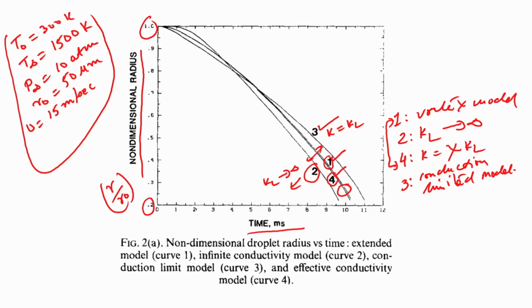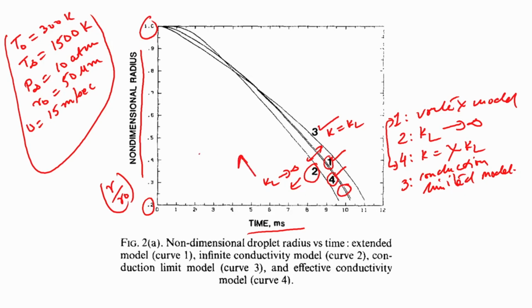It cannot be anything else, it has to fall within the two limits, because one is predicting very high thermal conductivity, that means whatever is the temperature on the surface of the droplet, that is the same temperature inside the droplet. That is your infinite thermal conductivity model.